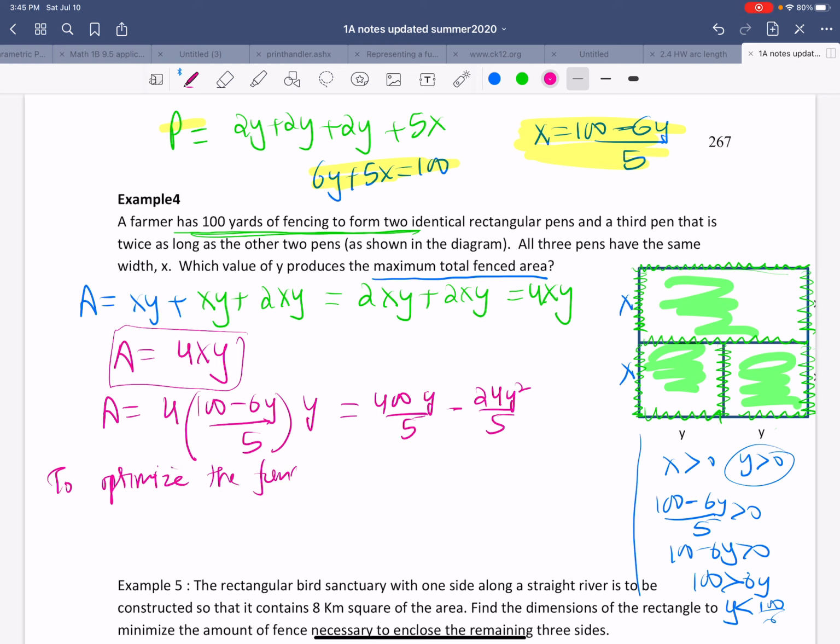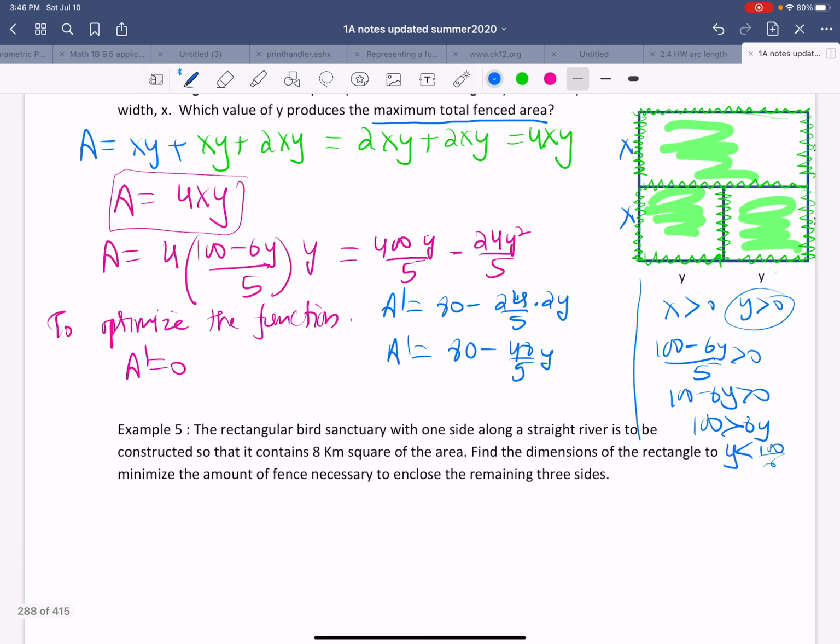All right, now to find the max and min, to optimize the function, we are going to set A prime equal to 0. So find A prime. A prime in this case would be 400 over 5, which is 80, minus 24 over 5 times 2y, which turns out to be 80 minus 48y over 5. Now we're going to set this equal to 0 and solve it.